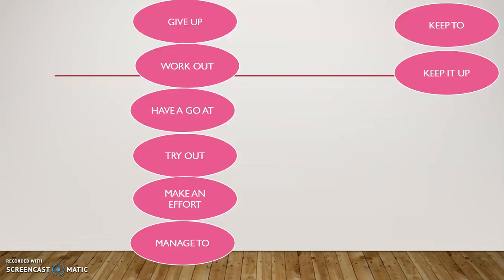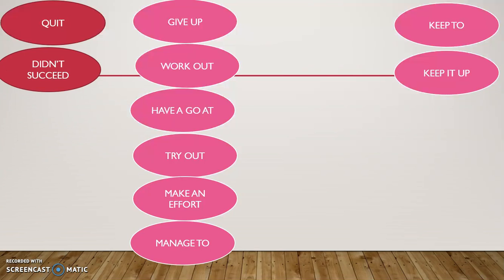Okay, so for the first verb, give up, it is the same as quit. So when sometimes you stop doing something, then you give up. Work out is when something succeeds or when something doesn't succeed. For example, you can say, taking extra lessons worked out for me to get a better score. So it could be positive or negative depending on the context of the sentence.